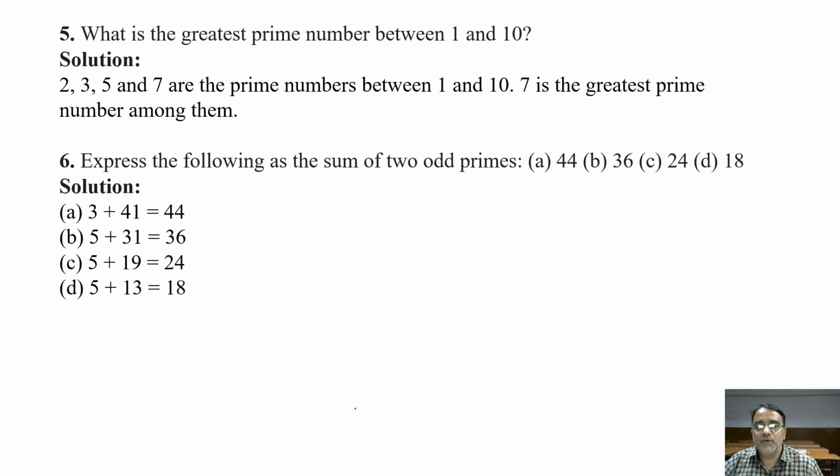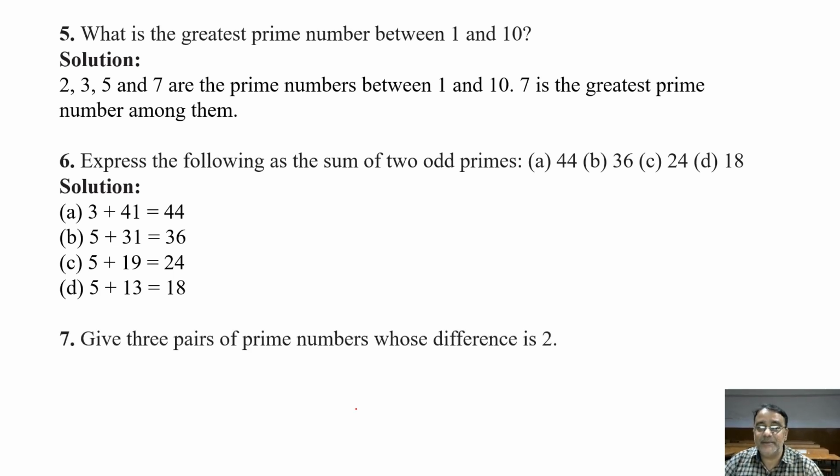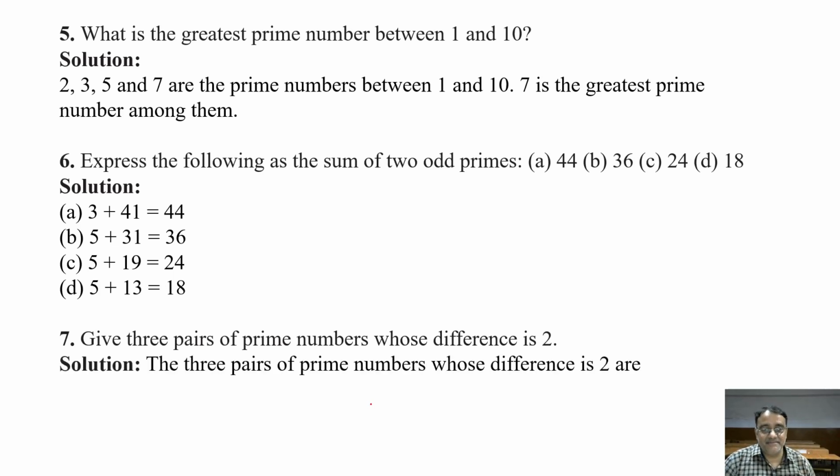Right. Now we are moving toward the next question. Give 3 pairs of prime numbers whose difference is 2. 3, 5; 5, 7; and 11, 13. So these are the 3 pairs. Well, we can write 17, 19 also. Right. But we have to write only 3 pairs.